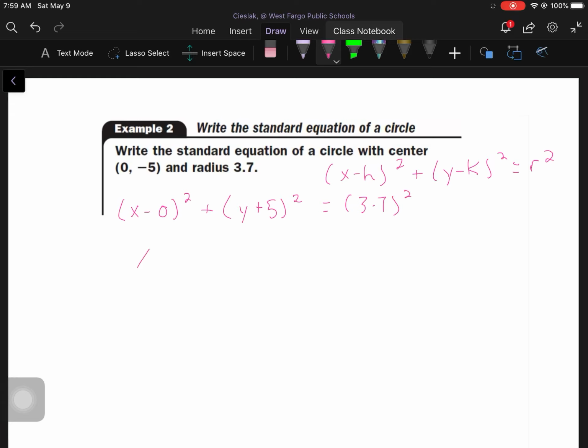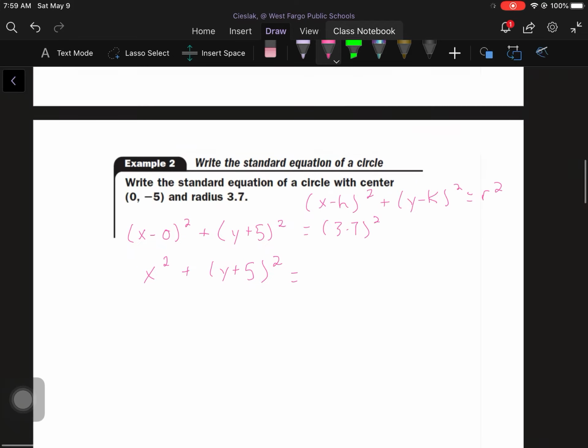So on the left, x minus 0 is just going to be x squared plus (y plus 5) squared, which we're not going to do anything with. You don't have to FOIL that out. And then we've got to square 3.7. 3.7 squared gives us 13.69. So this would be the equation of that circle.